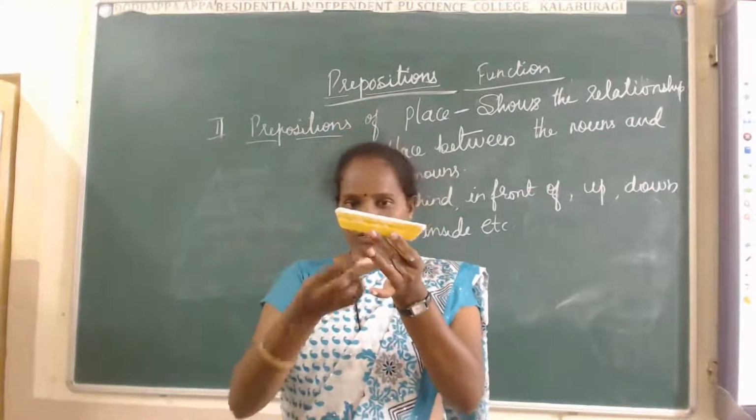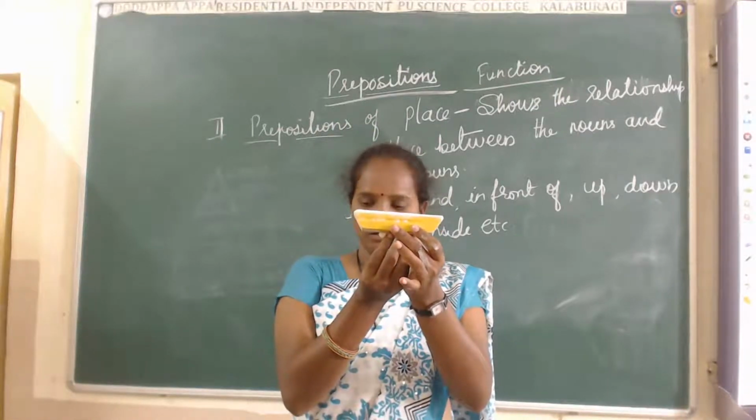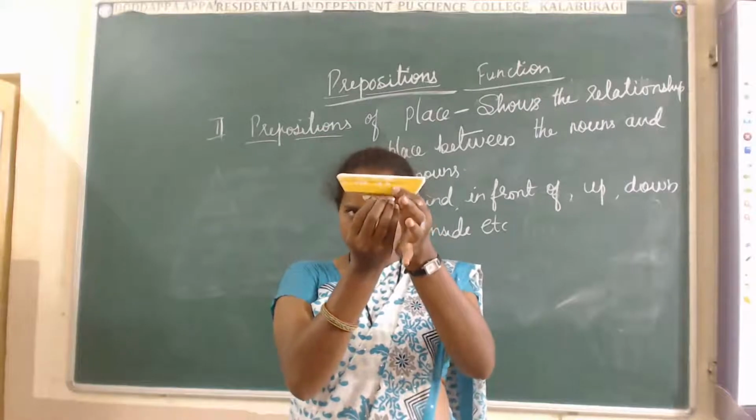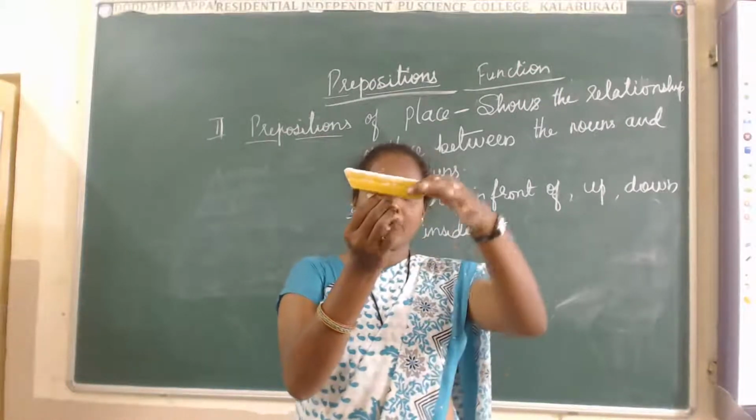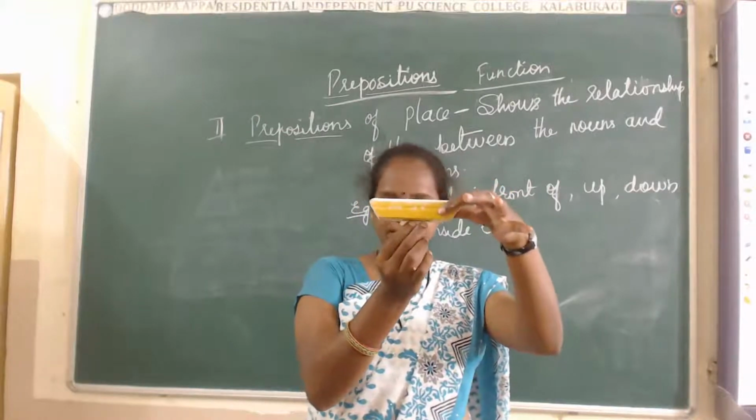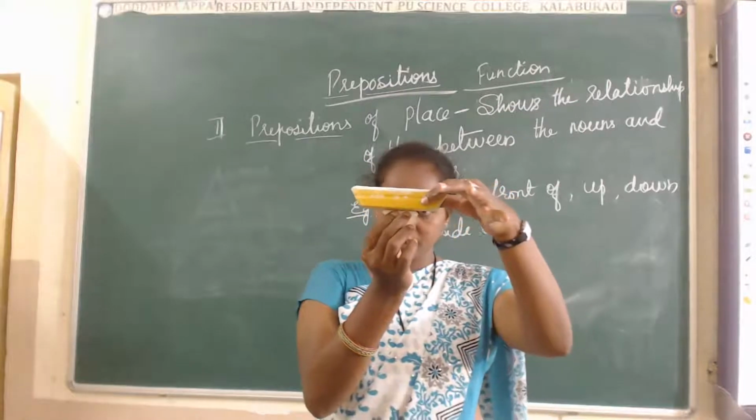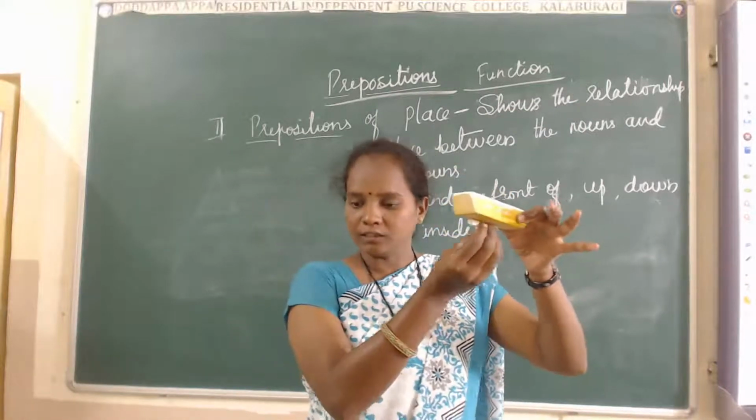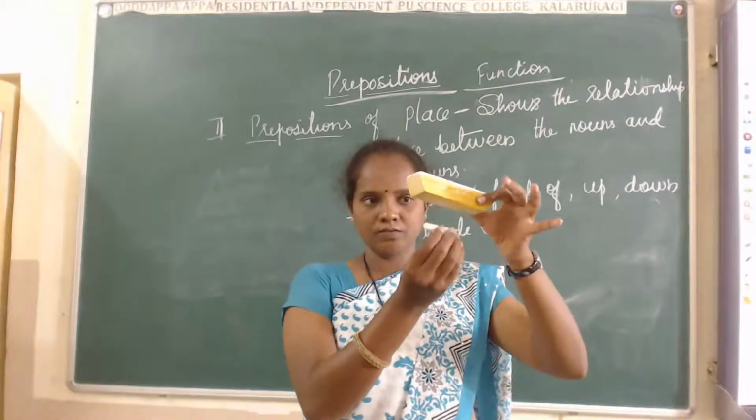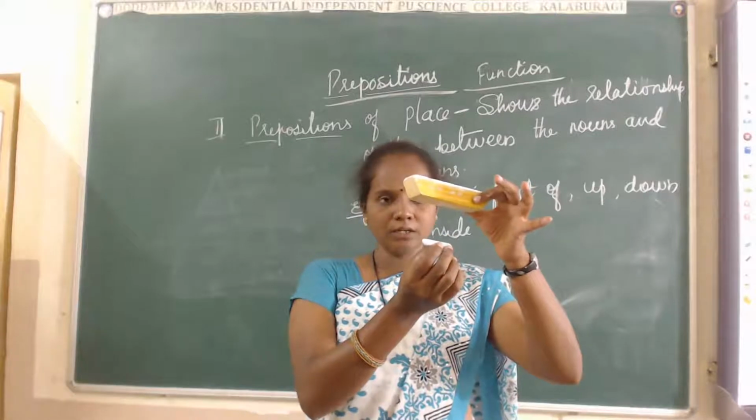What does this one mean? Where is it? Under. Here also there is no gap at all. Now, under the duster. Where is the chalk placed here? Under the duster. And where is it? Below the duster.